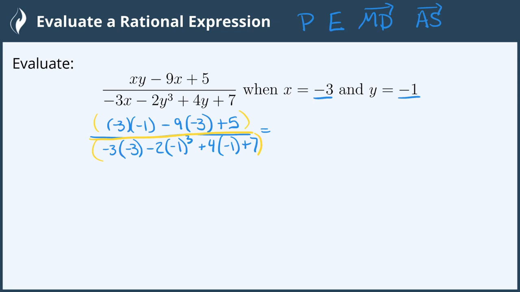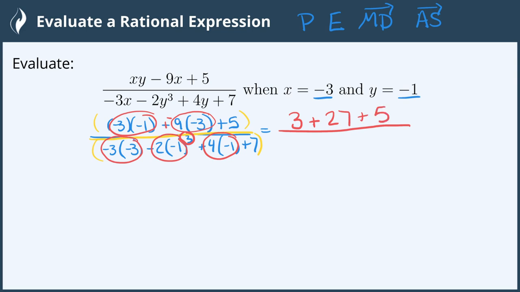So in the numerator, we multiply these two and these two. And in the denominator, we'll multiply these after we take care of the exponent here, and then we'll multiply these together and multiply these together. So on the top, we can go ahead and multiply those. So we have negative 3 times negative 1, which is positive 3. And I'm going to go ahead and add the opposite here so that I have an addition of negative 9 times negative 3, which is positive 27, plus 5.